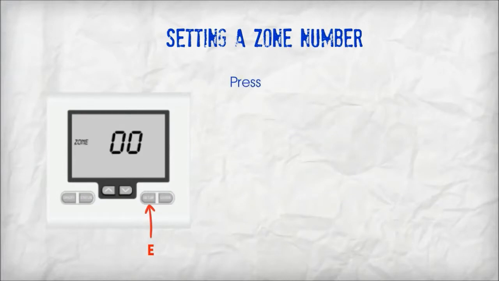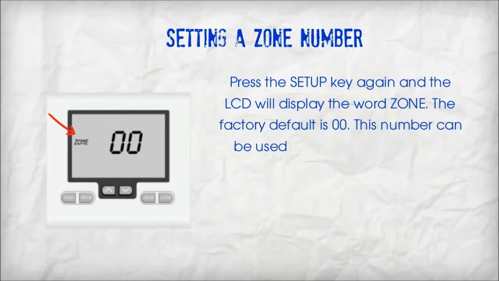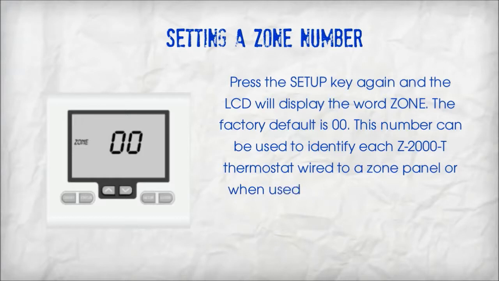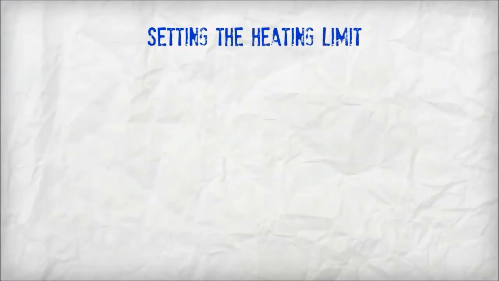Setting a zone number. Press the setup key again and the LCD will display the word zone. The factory default is 00. This number can be used to identify each Z-2000-T thermostat wired to a zone panel or when used in multiple standalone applications. Use the up and down keys to assign a zone number from 00 to 99.